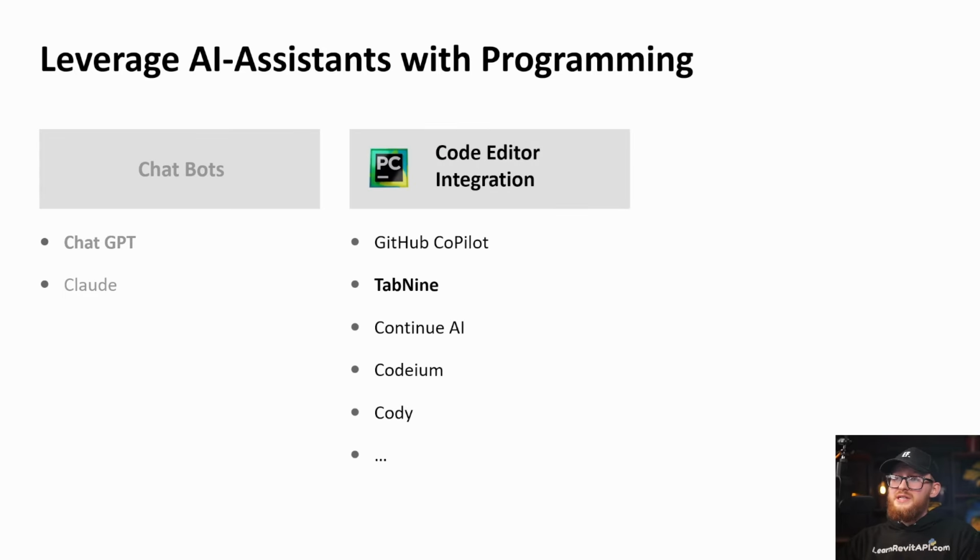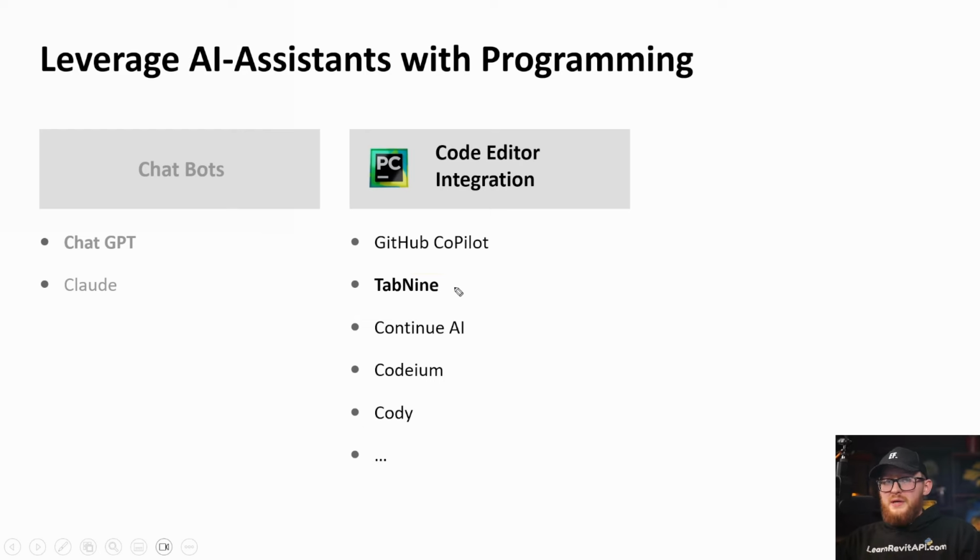Secondly, there are code integrations. There are integrations with your code editors like PyCharm and Visual Studio Code. The most popular one is GitHub Copilot, but many people also dislike it. There are also others like Tabnine, Continue AI, Codium, Cody. There are so many of them and they keep appearing every week. Personally, I would recommend you begin with Tabnine or GitHub Copilot.